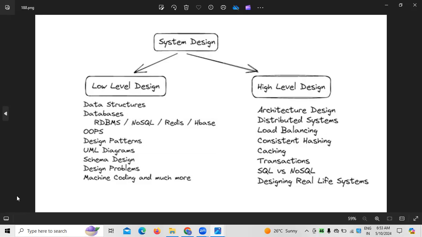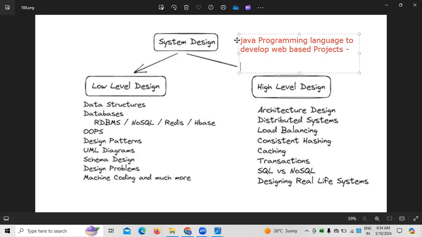If you go into more detail on using distributed systems, there are different applications. Let's say, for example, we are working on Java. Java is a programming language we use to develop web-based projects.